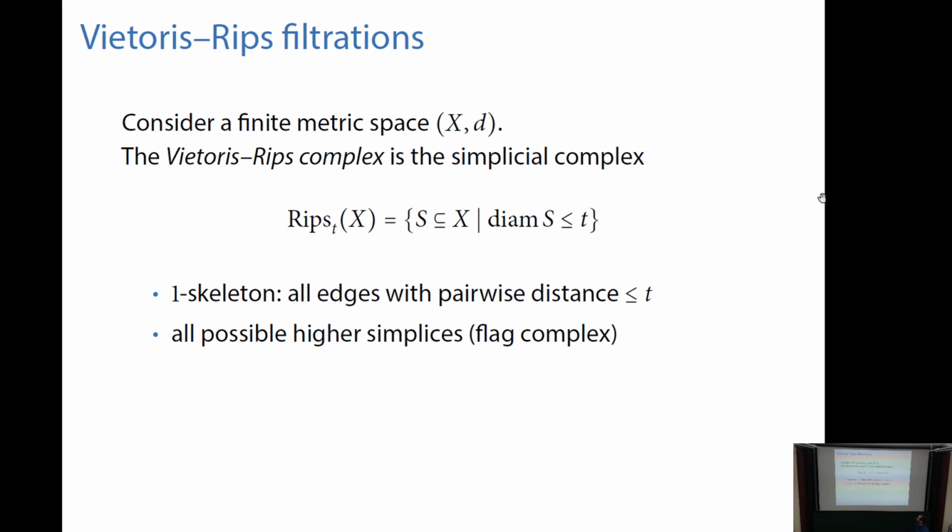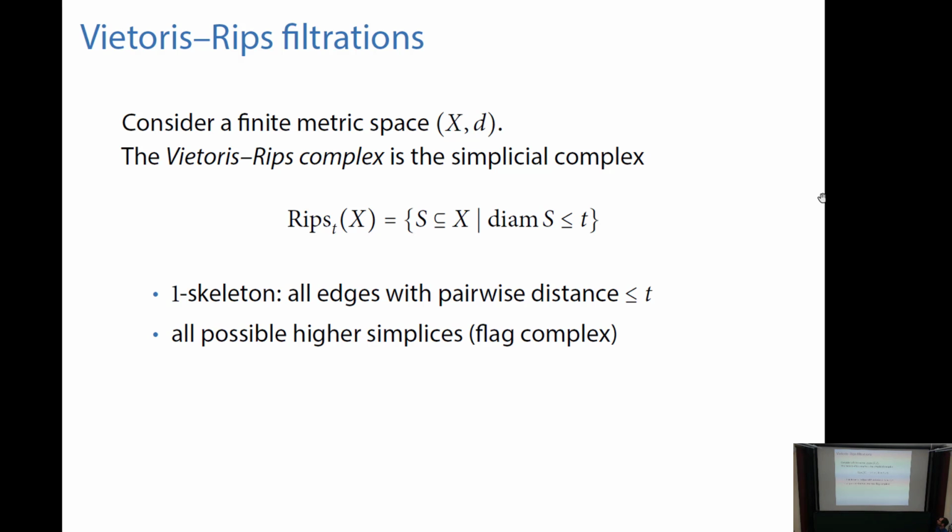So X is our underlying point set, and a simplex S in the Rips complex is simply a subset of this finite metric space with diameter at most T. T is my scale parameter, and I want to vary this scale parameter, and I want to know what the persistence barcode is as I change this scale. So it's completely defined by the one skeleton, by all edges that have a certain pairwise distance below my threshold, and then I add in all higher simplices. So it's a flag complex.